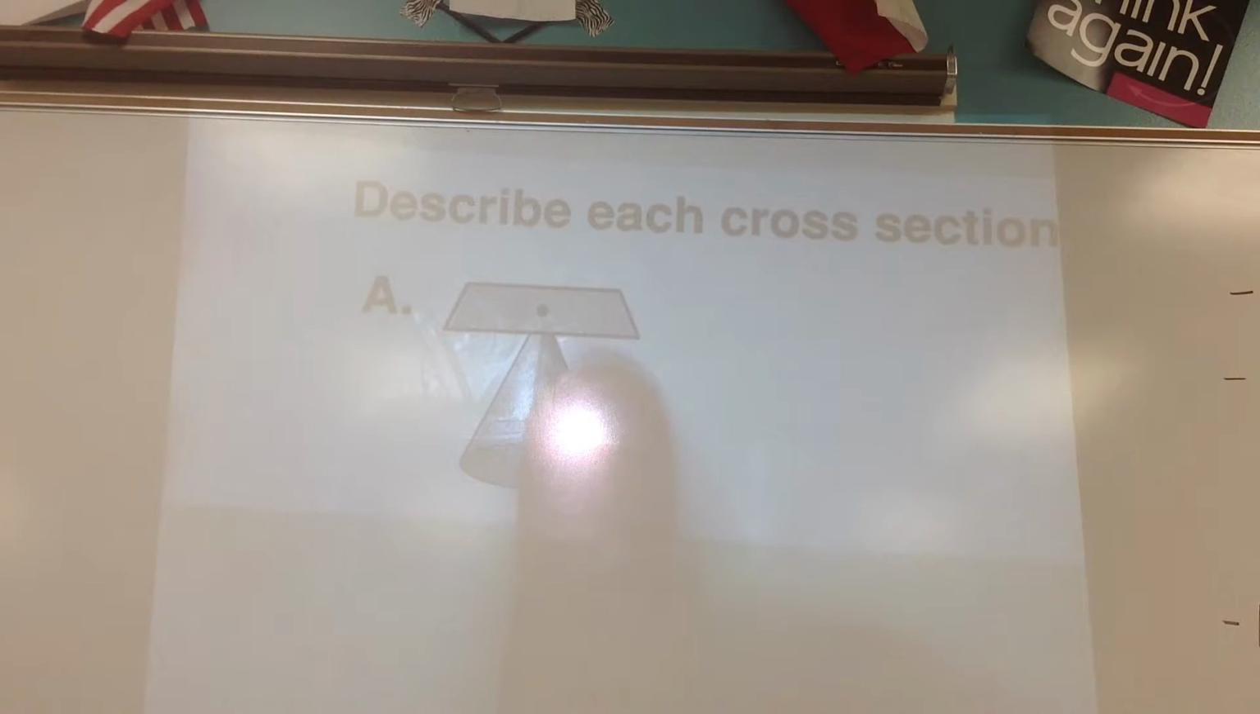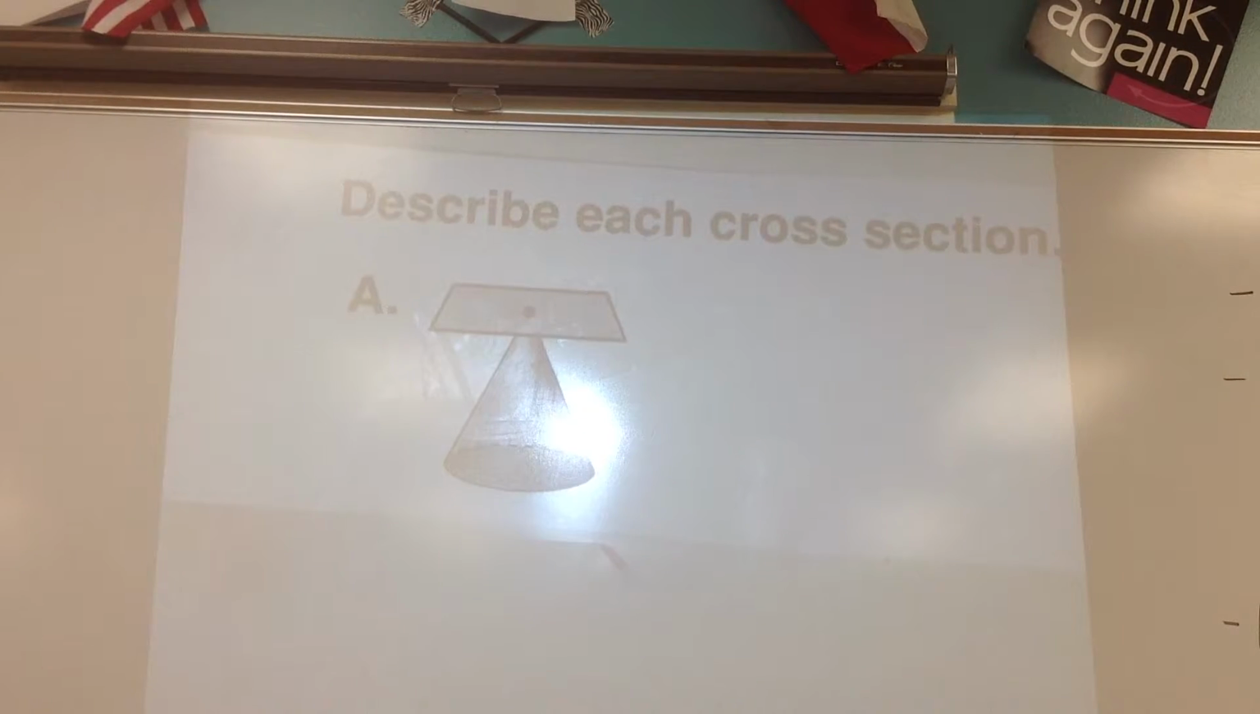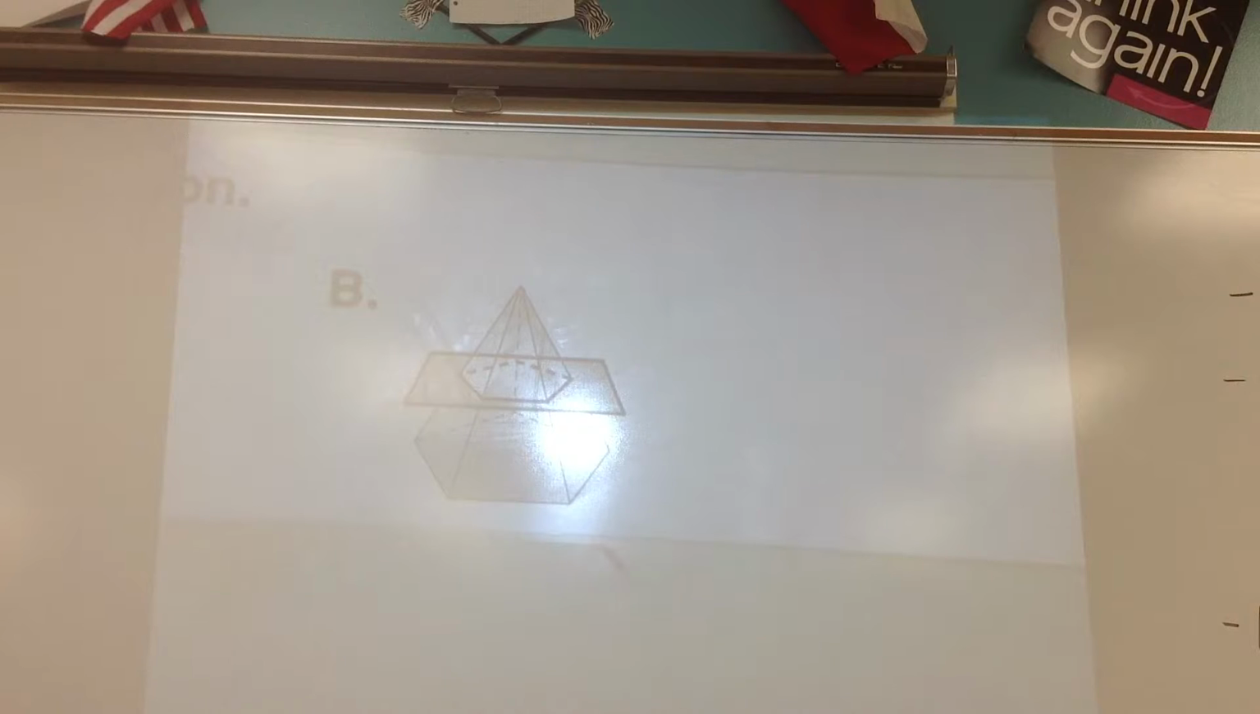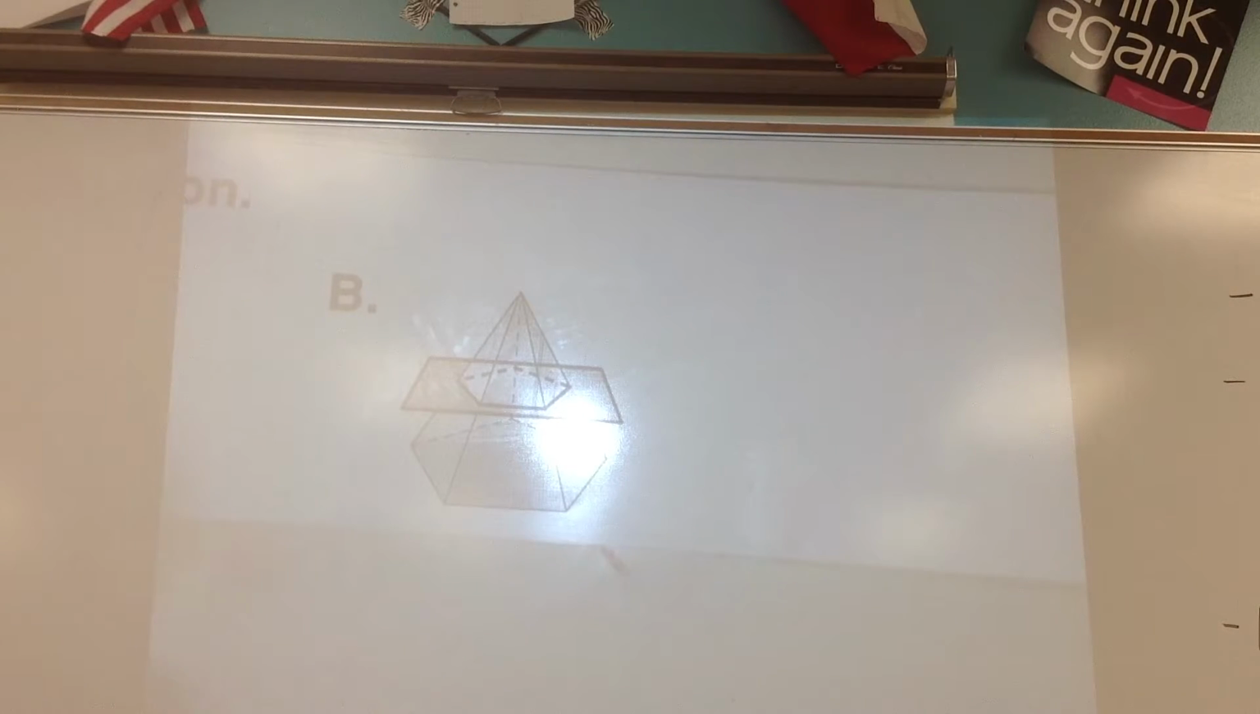If I were to move that cross section down, so it wasn't at the top but farther down, every other cross section on a cone that's parallel to the base like this is going to be a circle. For this one, we have a pentagonal pyramid. If I cut a cross section here that's parallel to the base, you'll notice that that's also going to be a pentagon. If I move this cross section up and down, anywhere I cut it, as long as it's parallel to the base, that is going to be a pentagon.